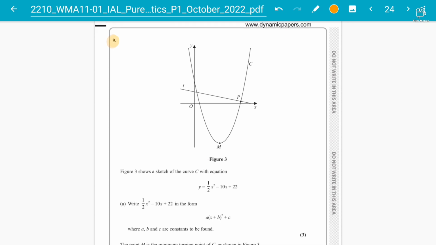We have figure number 3 that shows a sketch of the curve C with the equation. We have to write half x squared minus 10x plus 22 in the form of a(x plus b) whole squared plus c for 3 marks, where a, b, and c are constants to be found, and you always have to give the values for them.